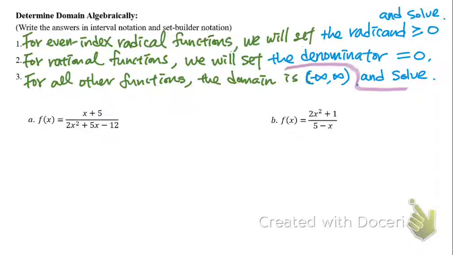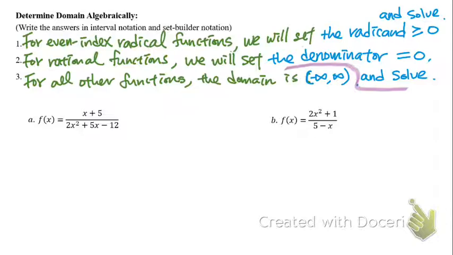And there is another one that we'll talk about later when we're doing the homework questions, or maybe the practice, which is when you have an even index radical function in the denominator. We'll talk about that in a little bit, okay? But other than that, for all the other functions, the domain is just all real numbers, from negative infinity to positive infinity, with parentheses. So let's go ahead and practice with the actual questions.